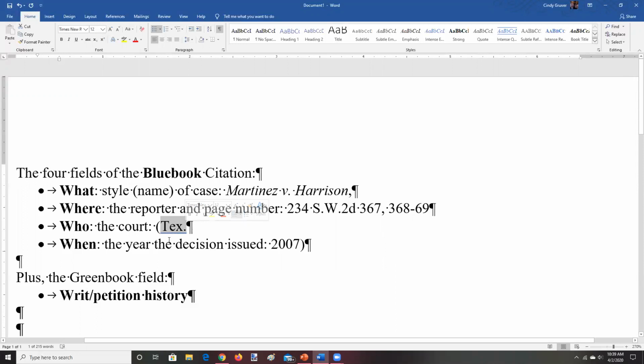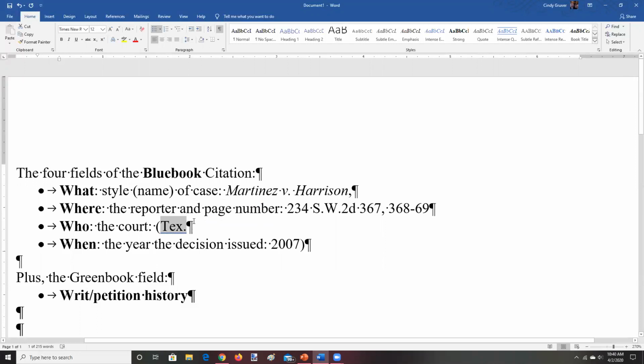in that state. You might think to yourself, well, Texas has 2 highest courts. We have the Texas Supreme Court and we have the Texas Court of Criminal Appeals. You're right, they are co-equal. They're both at the same level. But for the purposes of Bluebooking, the Texas Supreme Court is the one that gets to use the TEX period format. The Texas Court of Criminal Appeals uses a different format.